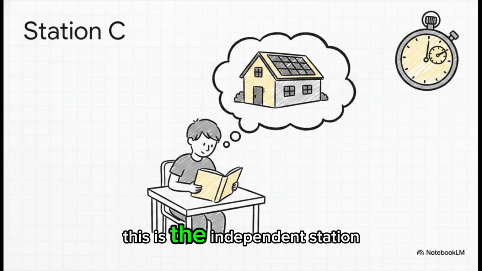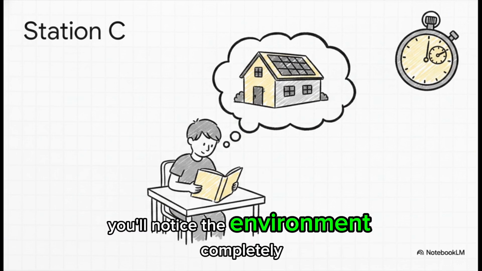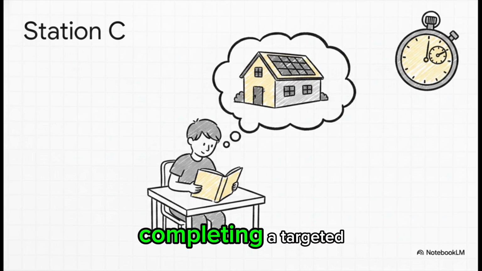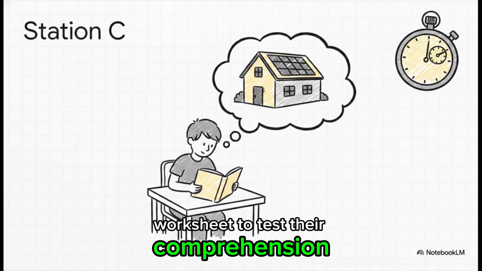This is the independent station. You'll notice the environment completely changes here. It's quiet. The student sits alone to read a specific text about the usage of solar panels in Cambodia, which is then followed by completing a targeted worksheet to test their comprehension of that reading.